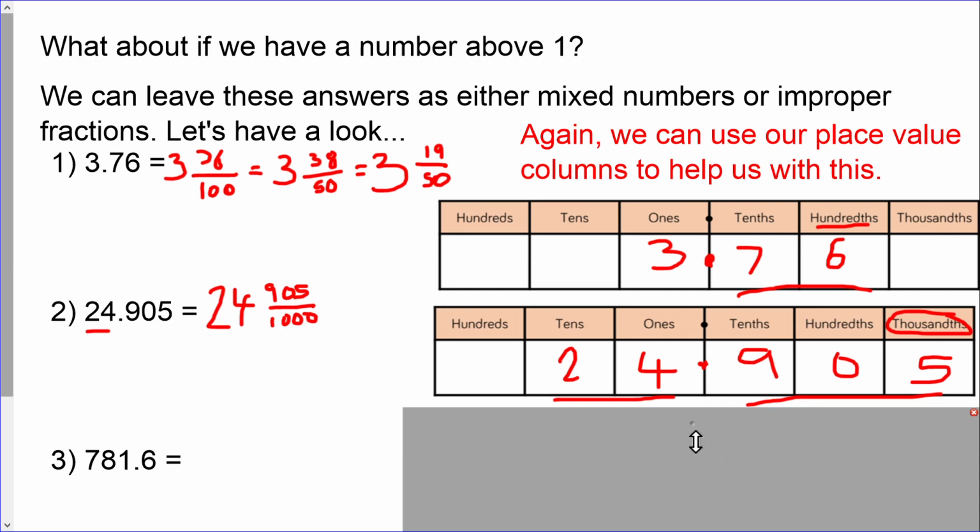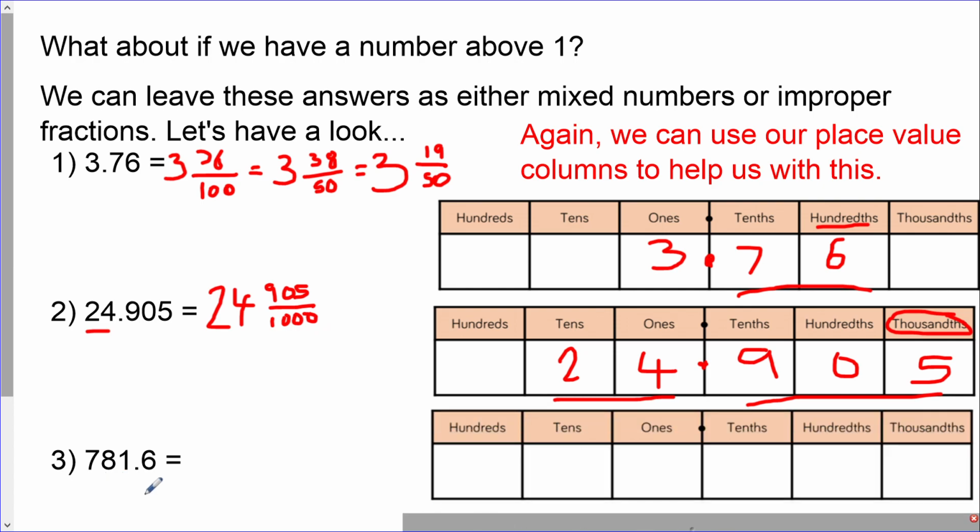And then finally, let's have a look at number 3, 781.6. Again, remember where your decimal point is. This time again, line up your digits correctly in the number, so I can see 781 wholes before the decimal point, and I can see 0.6 after the decimal point. Before the decimal point tells us how many wholes we've got, so we've got 781 on this occasion, and we have 6 tenths after the decimal point, so I can write 6 tenths here.